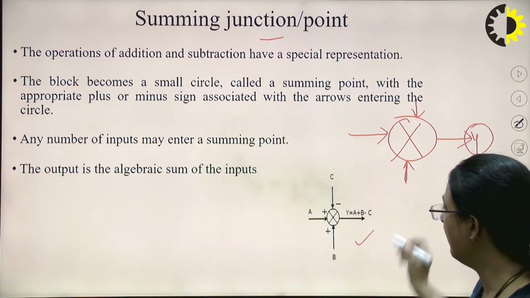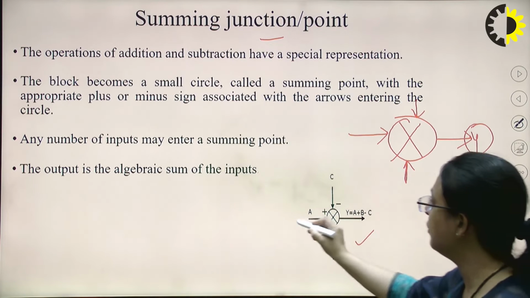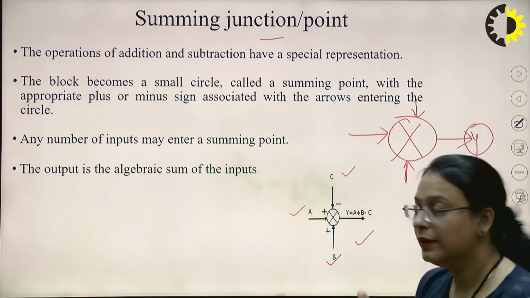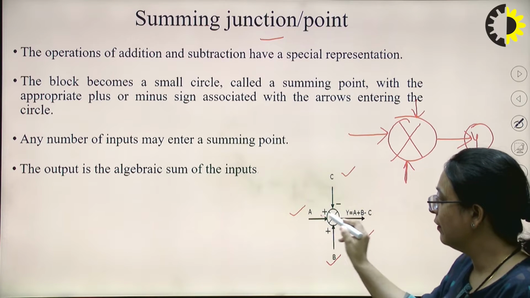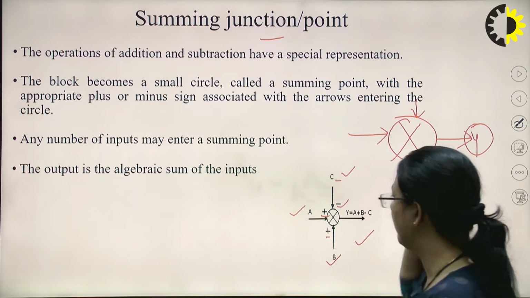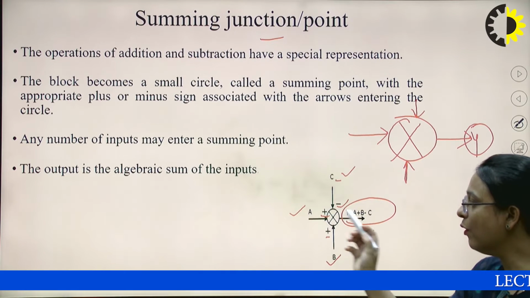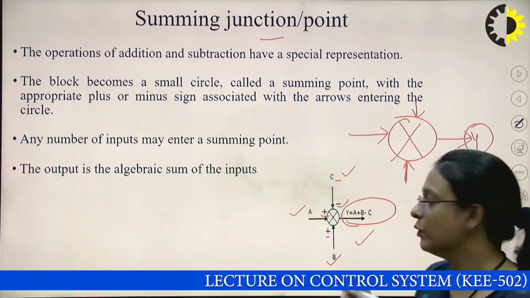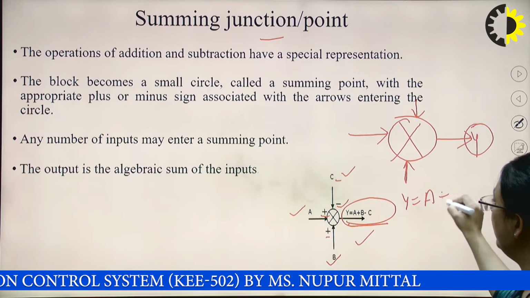See, this is the example. Here you can see on this summing point, we are having three inputs A, B, and C. A and B are the inputs with the positive polarity, while C is the input with the negative polarity. So output Y will be the sum of A and B with the minus sign along with C. So Y is the output, which will be equal to A plus B minus C.